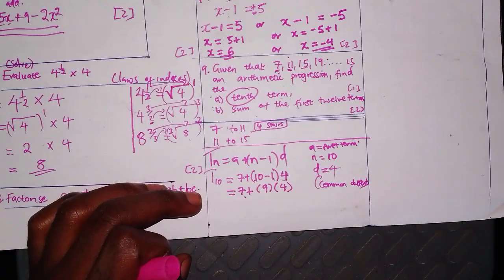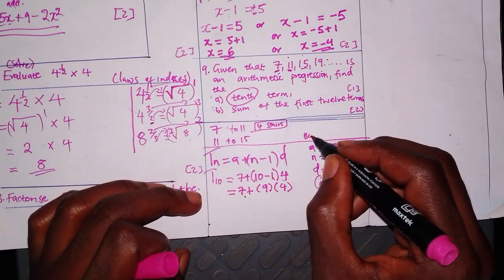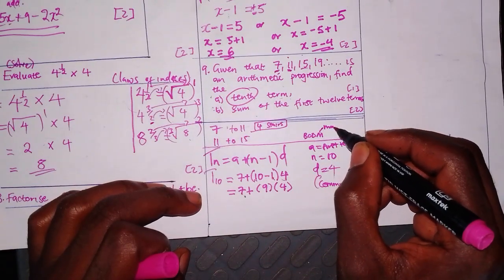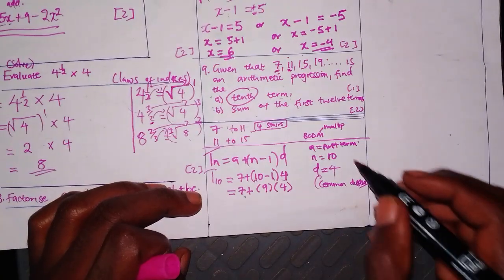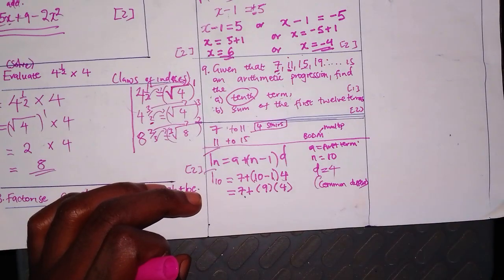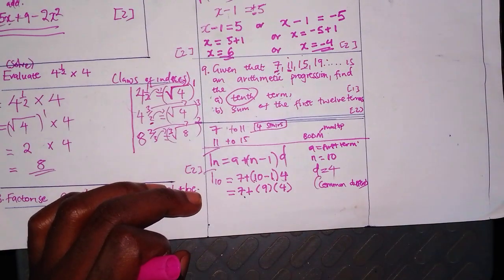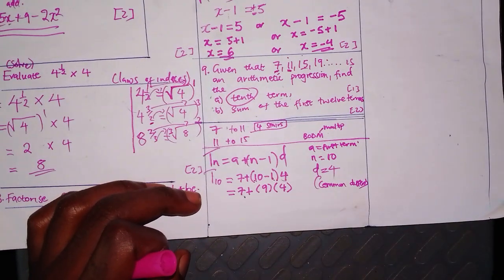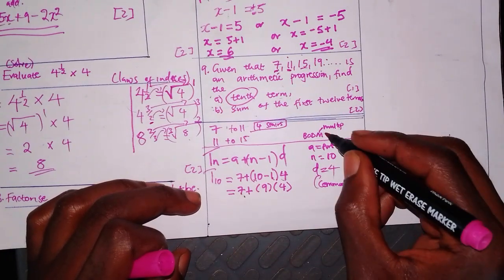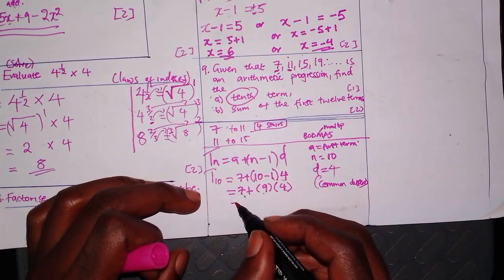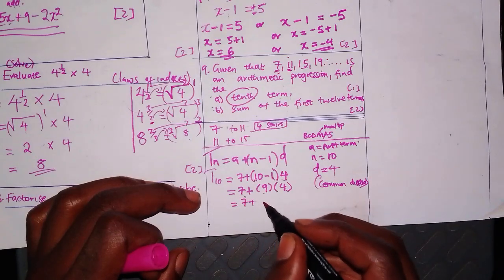So here, BODMAS. Before addition, you have to multiply. So always remember, before you add or subtract, multiply. Before you multiply, divide if you have division. So if you have division and multiplication, divide before you add. That's BODMAS. Most of you just say BODMAS. So 9 times 4, we have 36. So you say 7 plus 36.